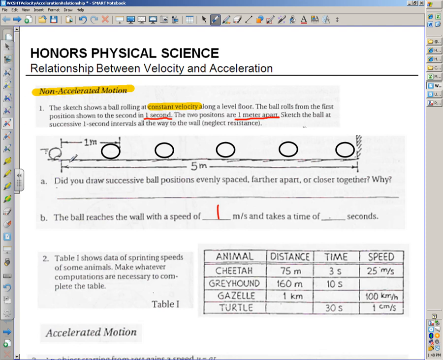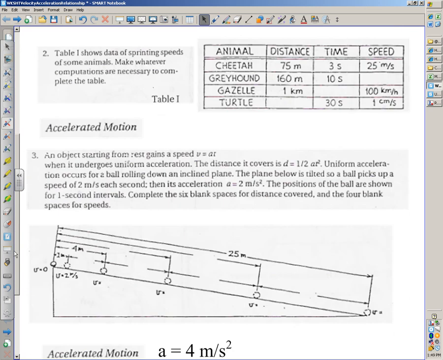That being said, if this stretch of floor is 5 meters long, how long would it take that ball to reach the end? 5 seconds. Okay? Good there? All right. That being the case, now let's slide down to the bottom.